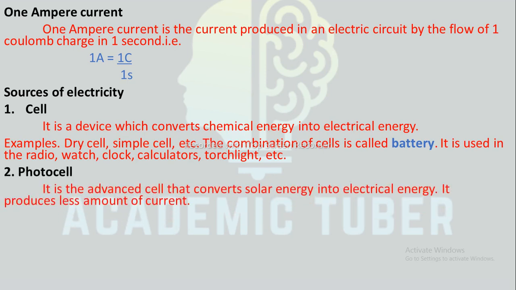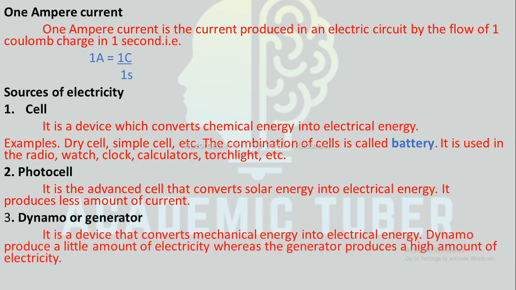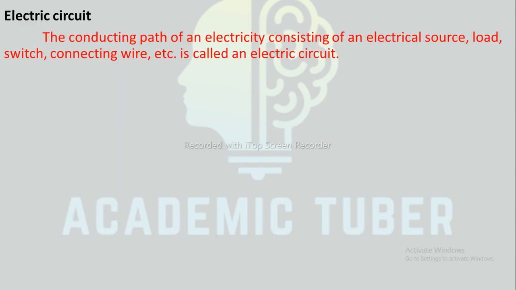Next one is photocell. It is the advanced cell that converts solar energy into electrical energy and it produces less amount of current. Third one is generator or dynamo. It is a device that converts mechanical energy into electrical energy. Dynamo produces a little amount of electricity whereas generator produces a high amount of electricity.